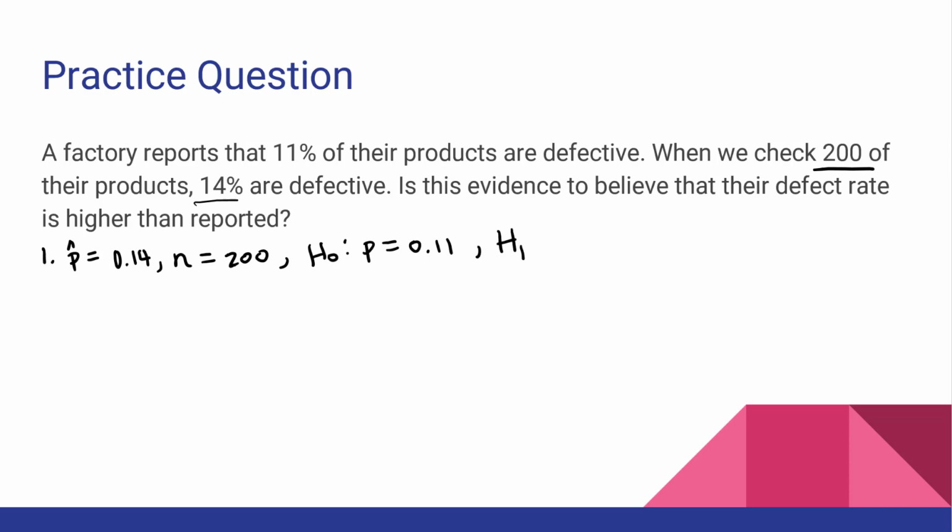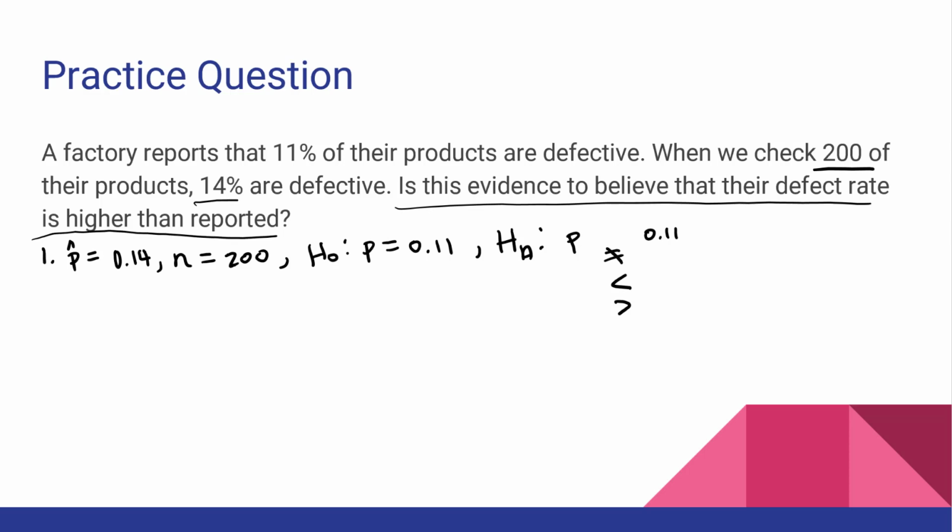Now we have an alternative hypothesis. So what if they are lying? We have a choice here between not equal to, less than, and greater than. Which one do we choose? So this decision lies in our last sentence. Is this evidence to believe that their defect rate is higher than reported? Higher than reported. So the question has given us a direction, and they're asking basically the probability that p is higher than 0.11. So this is the one that we choose. P is greater than 0.11.